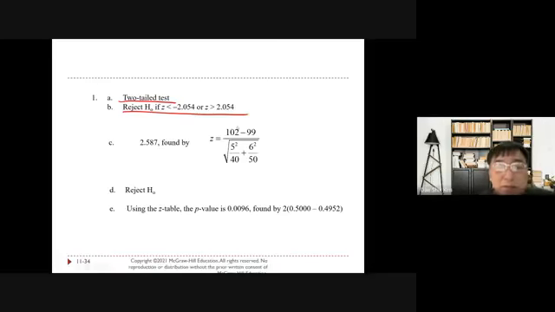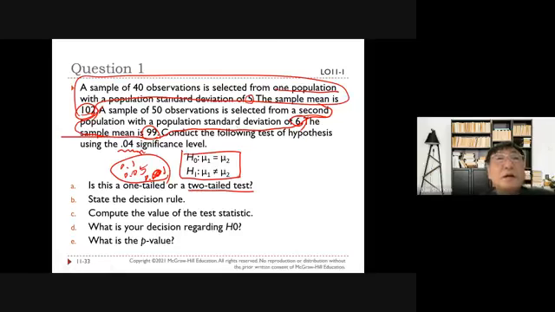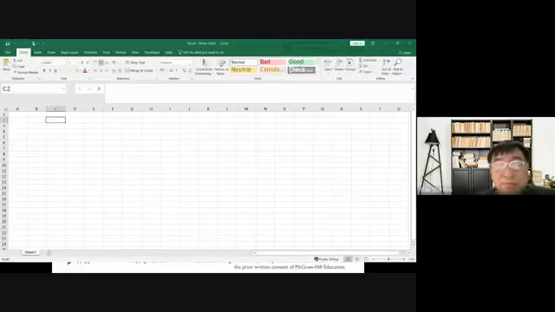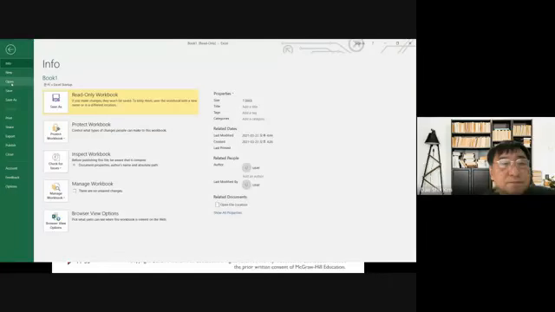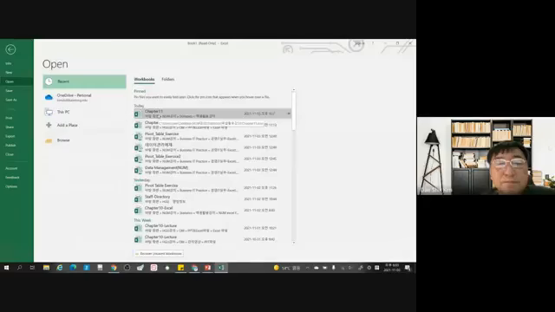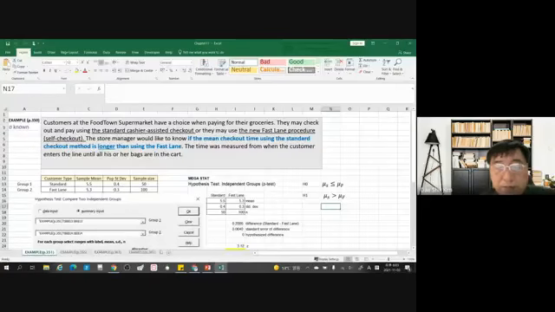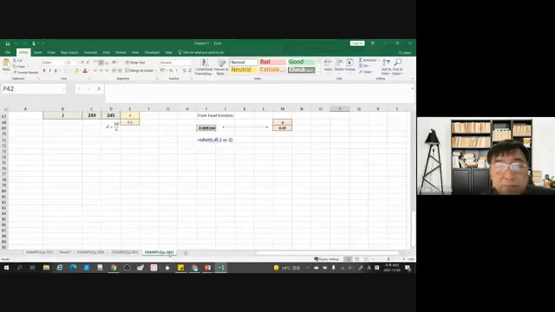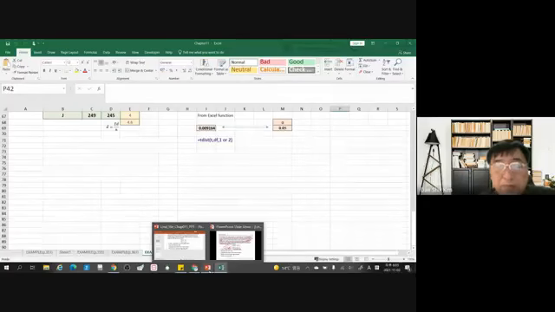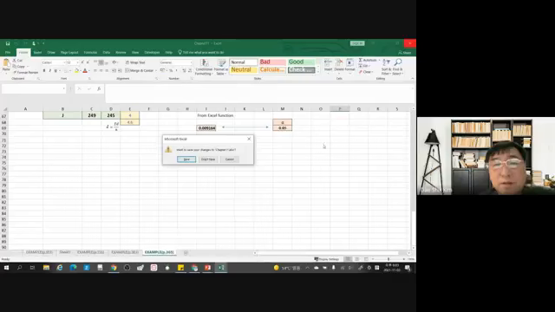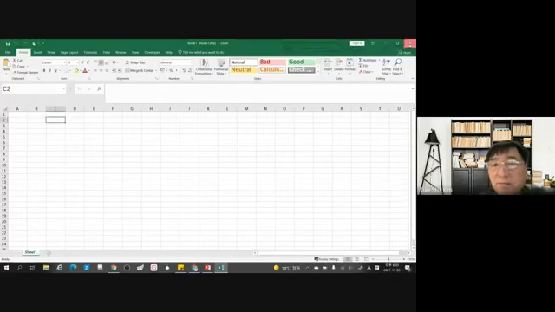The rejection comparison, we need to find out... I forgot. At the end of it, it's not here. I want to show the... let's save.